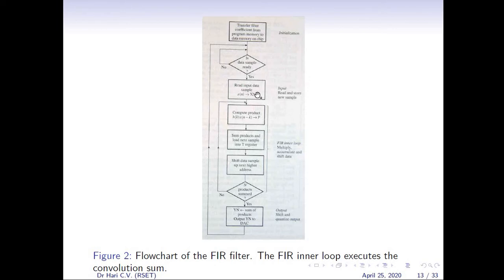If it is ready, read the input data sample, compute the product and sum of products, and load the next sample into the T register. Shift the data sample up to the next higher address, where n products are summed. If not, it will again calculate this; and if yes, it gives y of n equal to the sum of products, outputs y of n to the corresponding DAC, and goes to wait for the next data sample, and this procedure repeats.